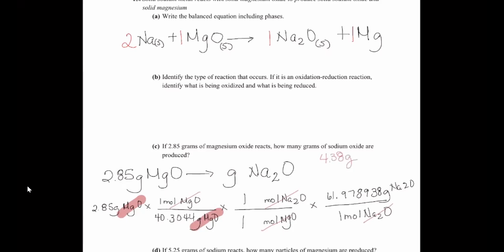4.38 grams. Did I do it wrong? That's what I got. 2.85 times 61.97893938. That was my mistake, Professor. I multiplied times 2. I wrote it down wrong. That was me. But I'll double check. Again, I'm not perfect. I'm only human. So yeah, I got the 4.38 grams.